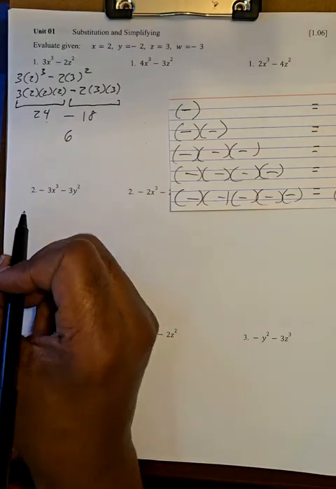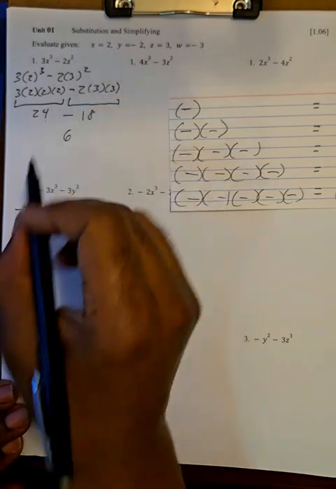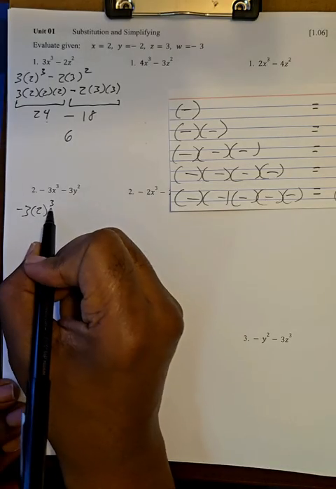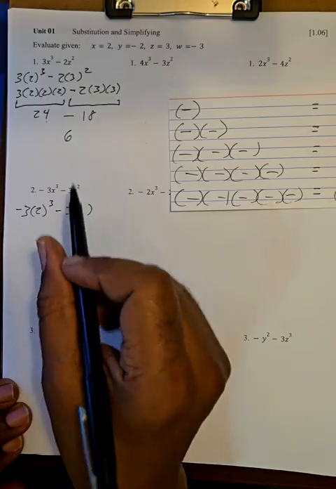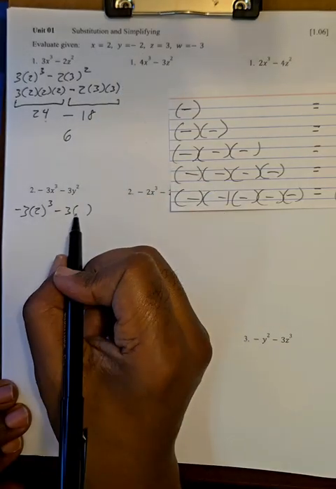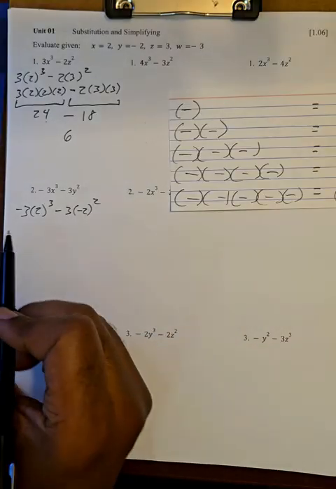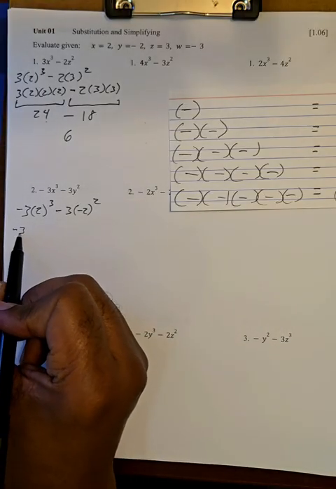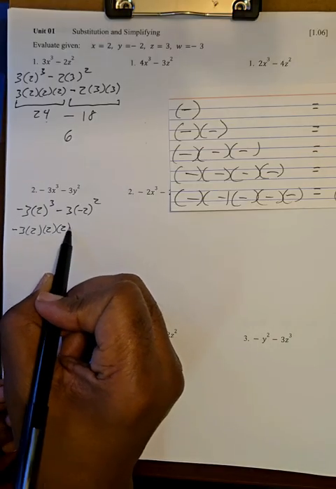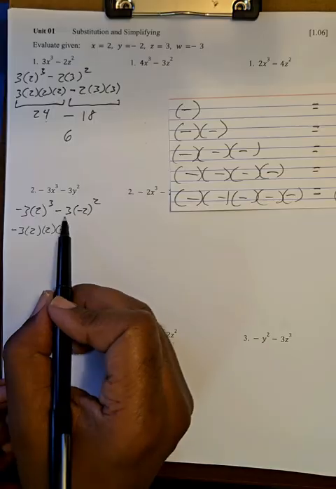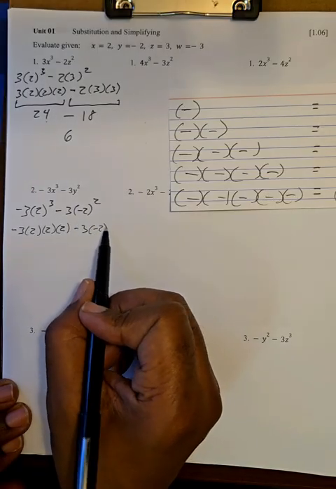Next, we have a negative 3, and the x will be replaced with a 2 to the third power, minus 3. The y will replace first with a parenthesis and the negative 2 here, second power. And now we're going to do some expanding. So this will be negative 3, 2, 2, 2, expanded. And this will be a negative 3. And the negative 2 expanded, negative 2, negative 2.